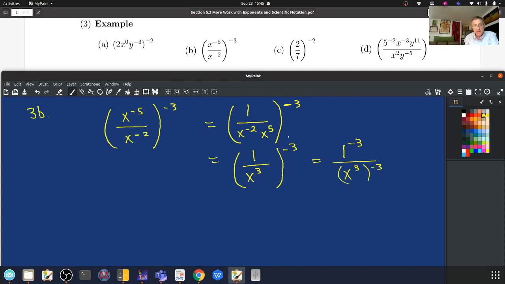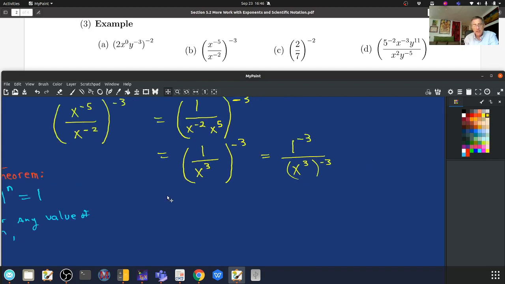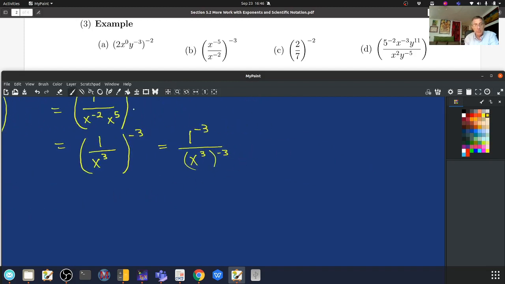Now here is a theorem. Let me help you out. I don't think I have it in the notes. I don't think I added it. It's almost obvious: 1 raised to the n is equal to 1 for any value of n, positive, negative, or 0. So that allows me to immediately simplify. It's an easy theorem to remember. 1 raised to any power is just 1.